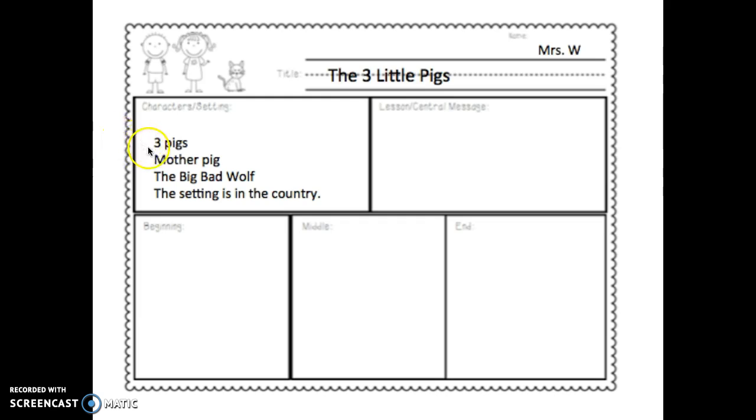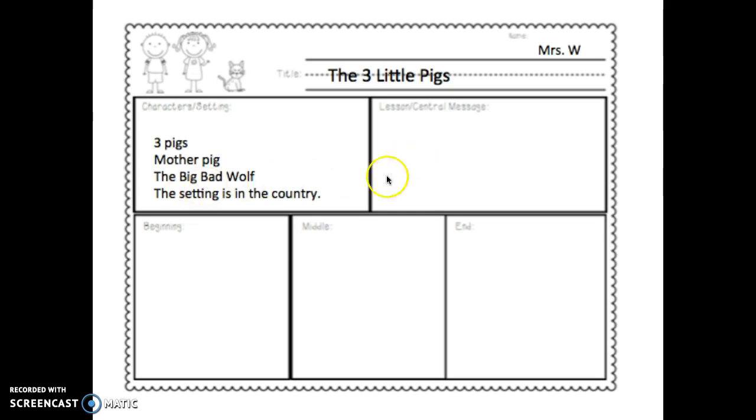The characters are the three pigs, the mother pig, and the big bad wolf. The setting is in the country. Do you notice how I was specific? I didn't just say outside. Can you picture the country? Lots of trees, maybe some rolling hills. Not too many houses and buildings. And there are some, but they are probably spread out a little bit.